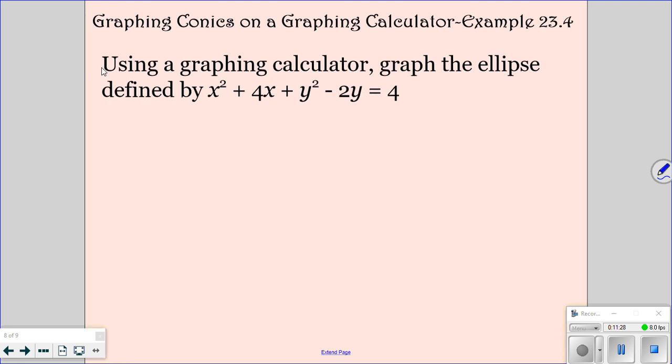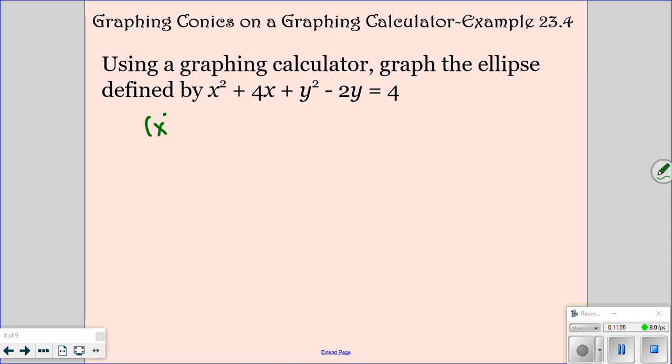What is different about this one? Hopefully you're noticing that there are 2 y's, and so we can't just eliminate the x squared and the 4x by moving them over and taking the square root, because we've got 2 different y terms. So what you need to do is to complete the square to put it into standard form.